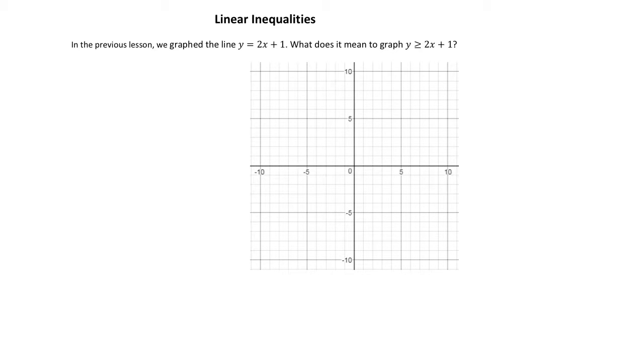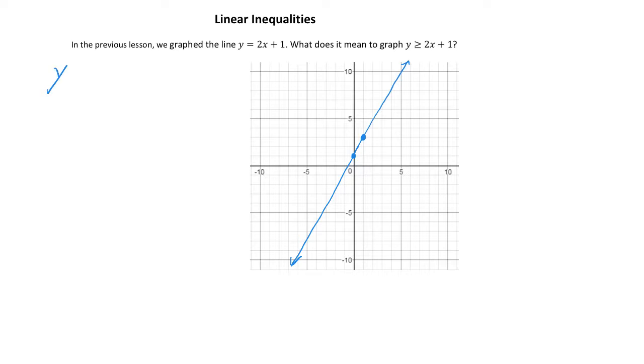In the previous lesson, we looked at the graph of y is equal to 2x plus 1. To graph it, we noted that the slope is 2 and the y-intercept is 1. So we put the y-intercept at 1 and then move over 1 and up 2. We get a second point, and the line is simply the equation that goes between these 2 points. So this is what it means to be y is equal to 2x plus 1.